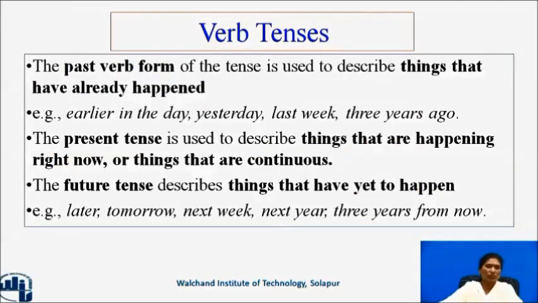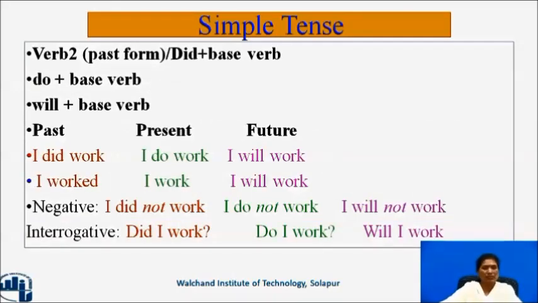So let us see what the verb tenses are. The past verb form of the tense is used to describe things that have already happened in the past. The present tense is used to describe things that are happening right now or things that are continuous. The future tense describes things that have yet to happen. Examples of simple past, simple present and simple future tenses are given for more understanding.